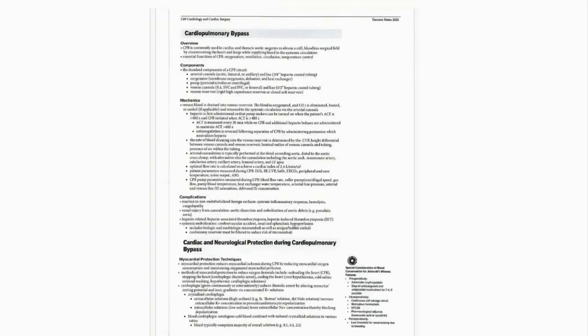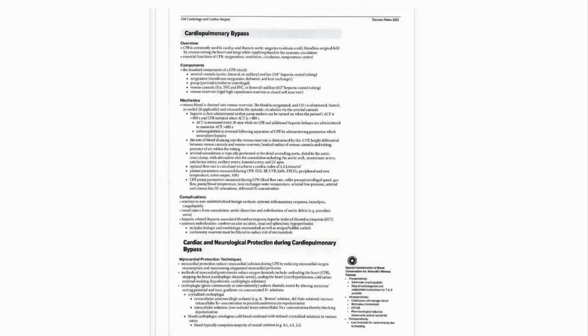Welcome back, everyone. Let's continue to our final lecture on cardiology and cardiac surgery with cardiopulmonary bypass. Cardiopulmonary bypass is routinely used during cardiac surgery and thoracic aortic surgery to provide a still, bloodless operative field by temporarily bypassing both the heart and lungs. The CPB machine maintains systemic circulation and oxygen delivery while surgeons safely operate on the heart.